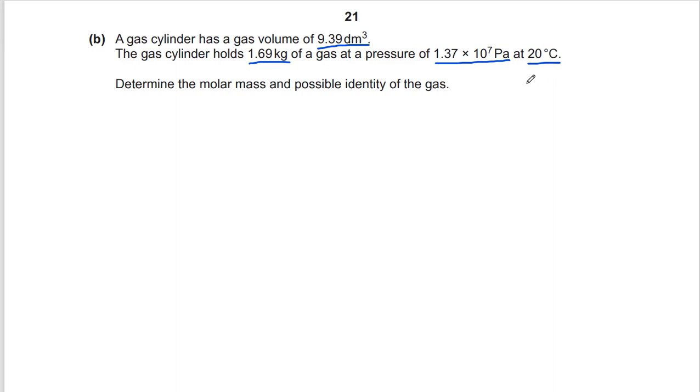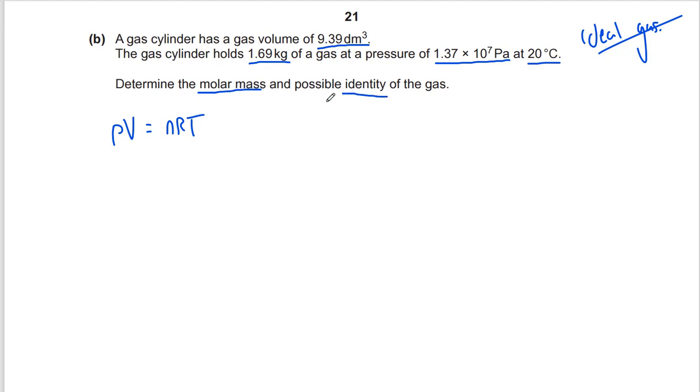Now, as I've mentioned before, if you see questions where you are given volume, pressure and temperature all in one go, it is almost always ideal gas. Especially at AS level, there's no other reason for them to give you a pressure unless you need to use the ideal gas equation. So we know we're going to use PV = nRT at some point. Let's see what we need to work out then. We need to work out the molar mass and identity of the gas.